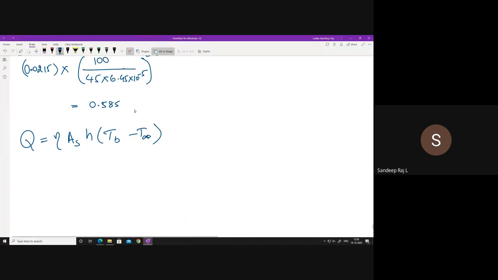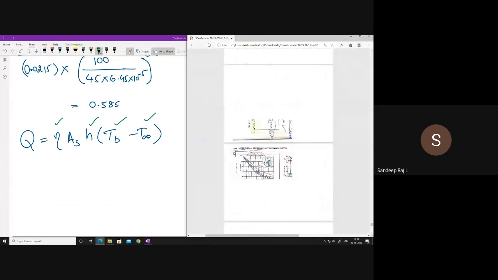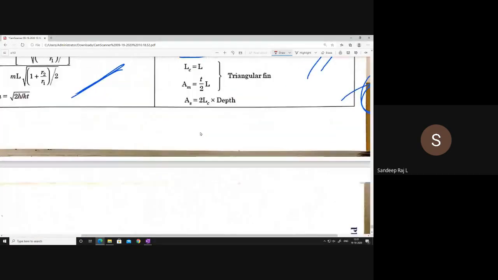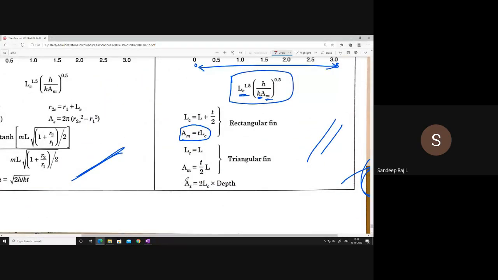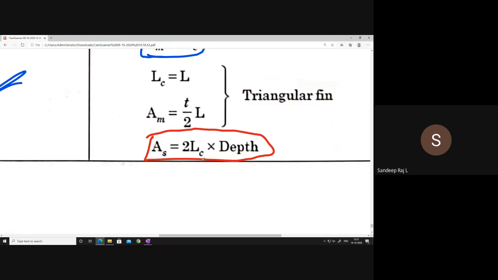In this one, you have efficiency, H, TB and T infinity, all the things are there. AS is not there. AS also should be found out. For AS also, he must have given some clue in your data book itself. So where is it? See here, can you see this? This is the AS formula. AS is equal to 2LC into the depth. That's what is given.